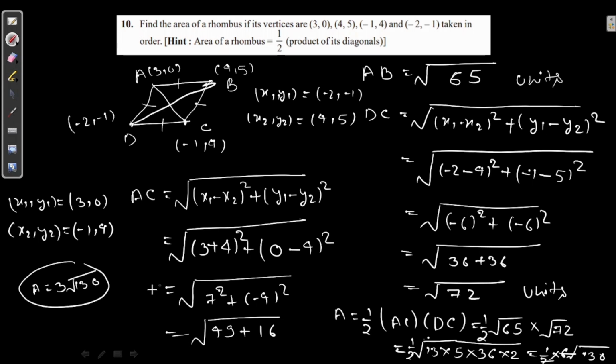Okay, I hope I have solved it correctly. Just remember one thing, its unit you will write unit square. Just like area, if length are given in meter, then area will be meter square. Similarly, these distances we have found in units, so area will going to be 3 root of 130 unit square. Okay, so this is your question number 10. So note down if you want to note it down.